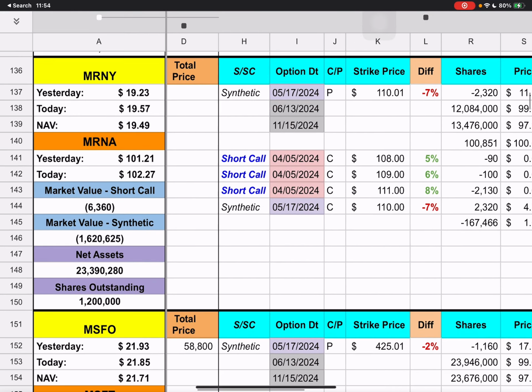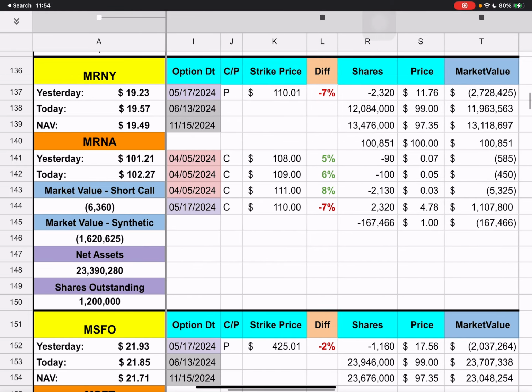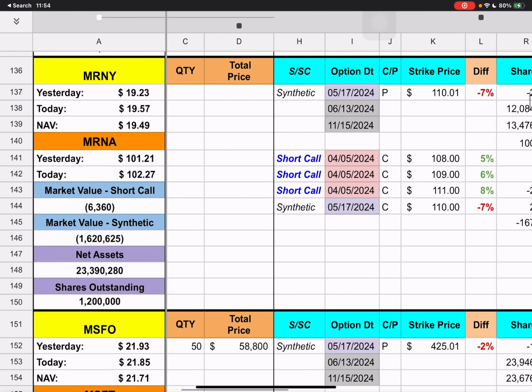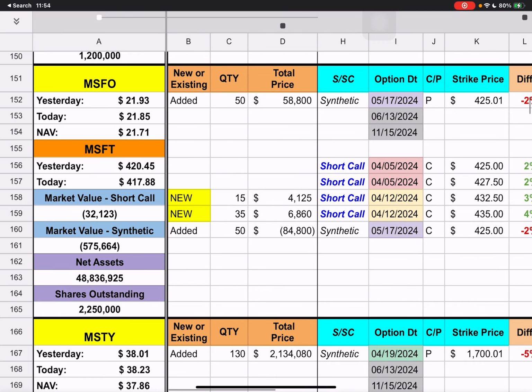Murney here had 3 short calls that expire today. Strike prices 108, 109, and 111, and we were underneath all of those strike prices yesterday. And then we have MSFO here.